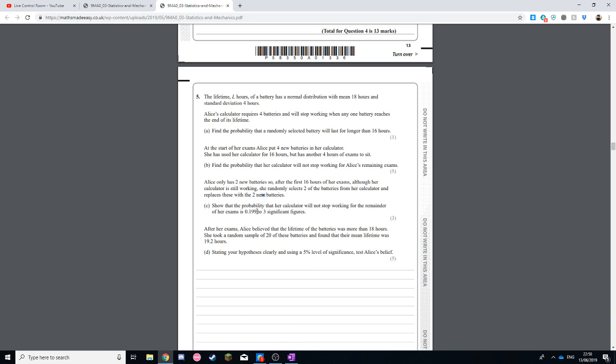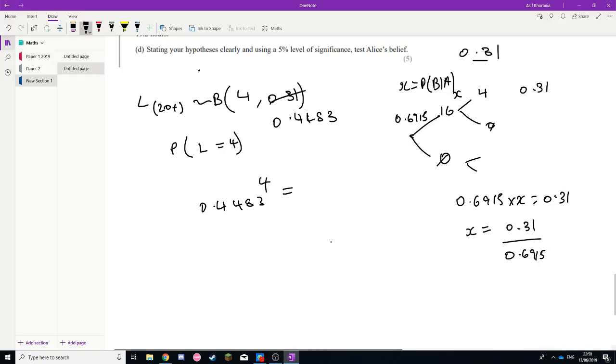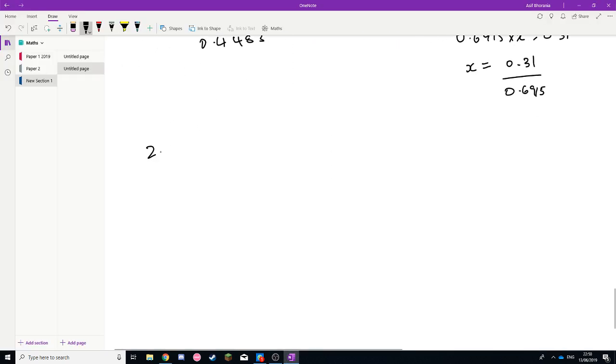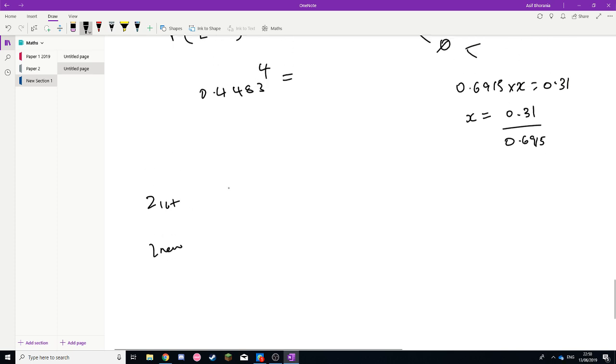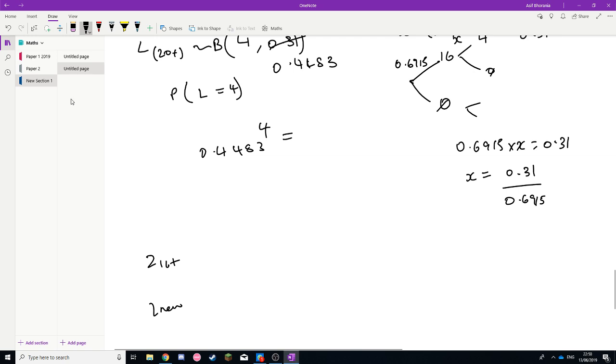So now this is, because she's removing two randomly, what happens to my probability? Let me see. Where's my working out? Okay. So two 16-hour batteries I have, and two new ones. The batteries she removed have been removed randomly. So now, at least I can check my answer.